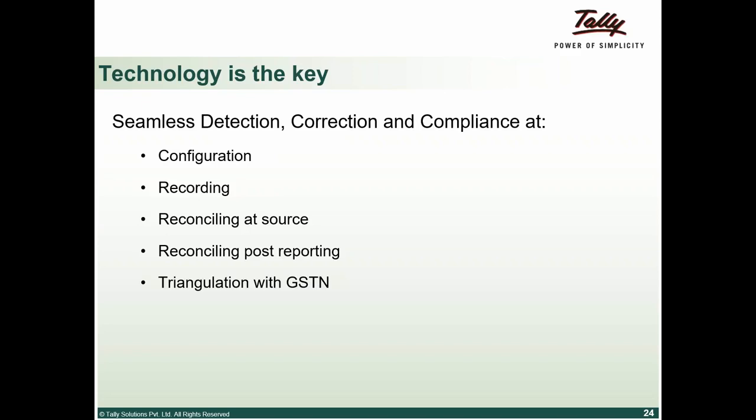Then the triangulation with the GSTN is basically the electronic cash ledger and the electronic credit ledger. We'll have to make sure that my values match. This is like the bank reconciliation that I'm doing, right? Currently I have my bank account in my books of account, and my banker has my account in his books of account. So we have this bank reconciliation in Tally. We have this auto bank reconciliation.